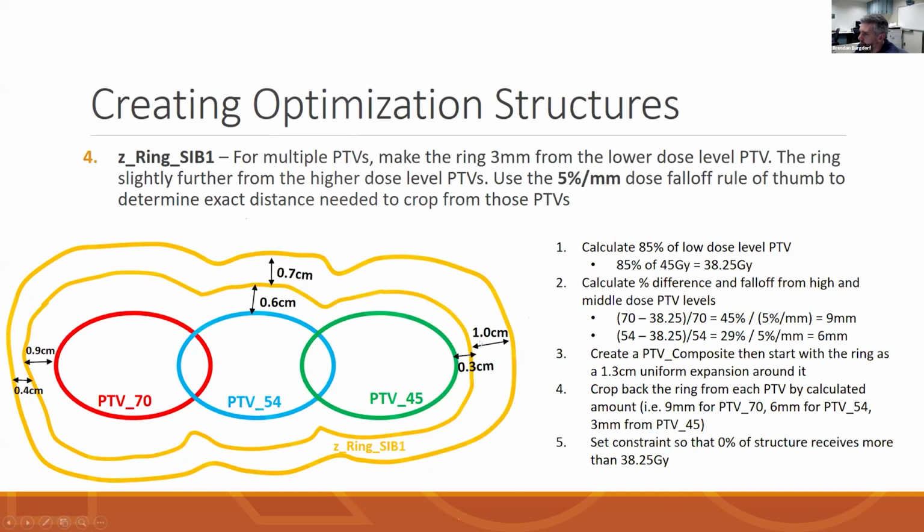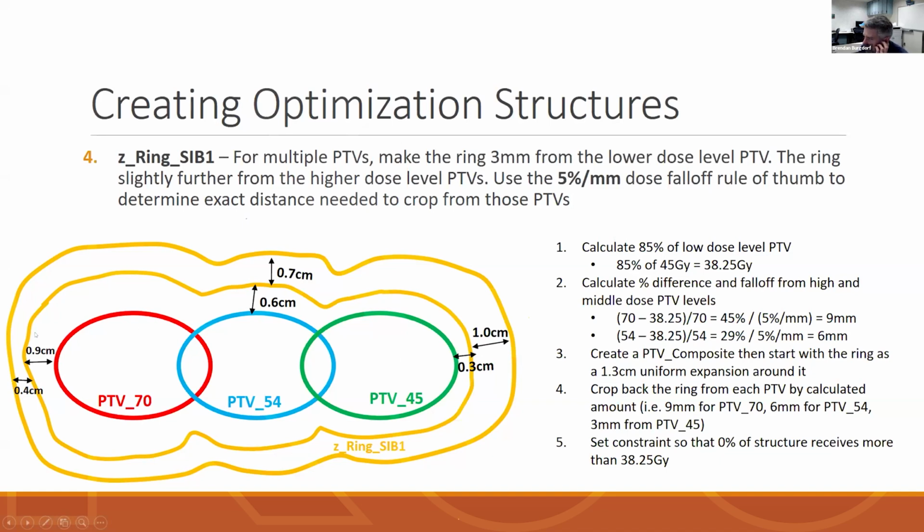So we'll crop back the ring structure by 9mm from the PTV 70. So you can see the 9mm crop here. And 6mm from the PTV 54, and you'll see the 6mm here. And then 3mm from the PTV 45, which you can see here.